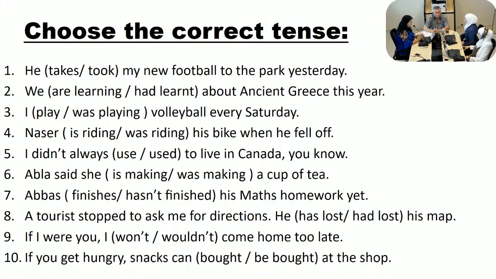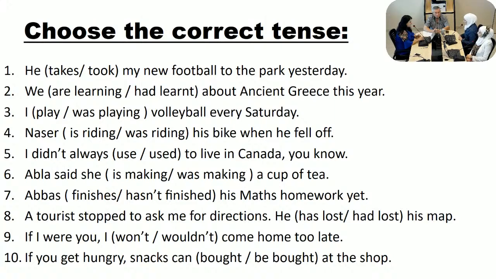5. I didn't always use or used to live in Canada. We have "didn't", and after "didn't", we need to use the infinitive, which is "use". 6. Abla said she is making or was making a cup of tea. The sentence started with "said", so it's reported. And in reported speech, we need to use the past. Here we have "is making", "was making". "Was making" is the correct answer. 7. Abbas finishes or hasn't finished his math homework yet. As long as we have "yet", we use "hasn't finished".